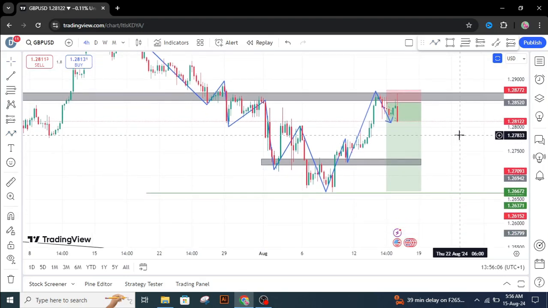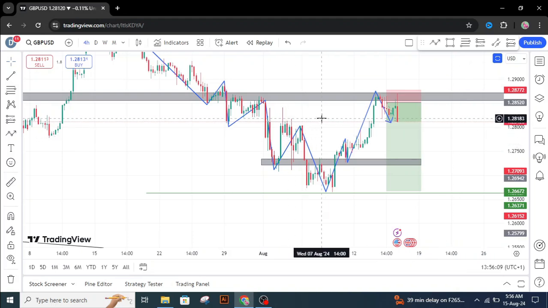Anyways, that is not what is supposed to happen. If you do a top-down analysis, you will understand the direction of the market. But we are not talking about top-down analysis now.